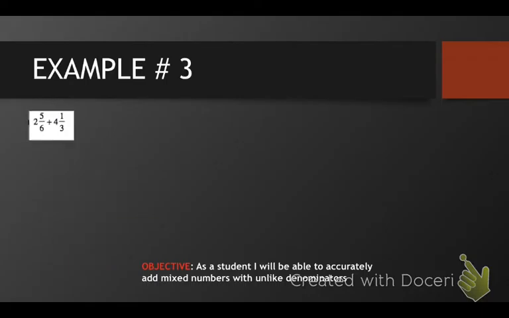Moving on to number 3. 2 and 5/6 plus 4 1/3. Remember, we line them up. 2, 5/6 plus 4 and 1/3. We need to find a common denominator. That's going to be 6. So we're going to keep this one, 2 and 5/6. Plus, we're going to go 4.